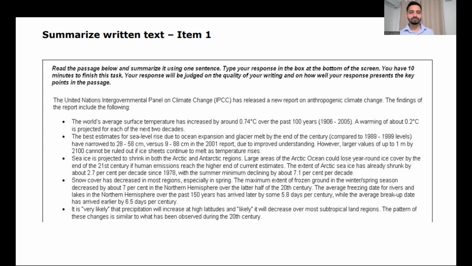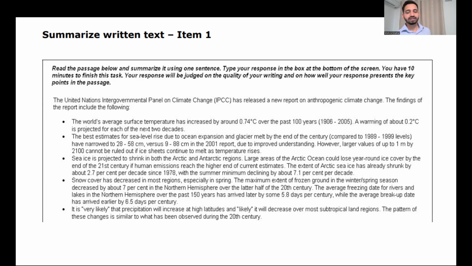Okay, so it is talking about a lot of technical stuff and what's happening in the environment. The main theme here is that this is about climate change, and the findings are talking about surface temperature increasing, warming. It talks about sea level rise due to ocean expansion. It talks about shrink in both Arctic and Antarctic regions. It talks about snow cover has decreased in most regions. It talks about precipitation will increase, and all of these things you need to combine.